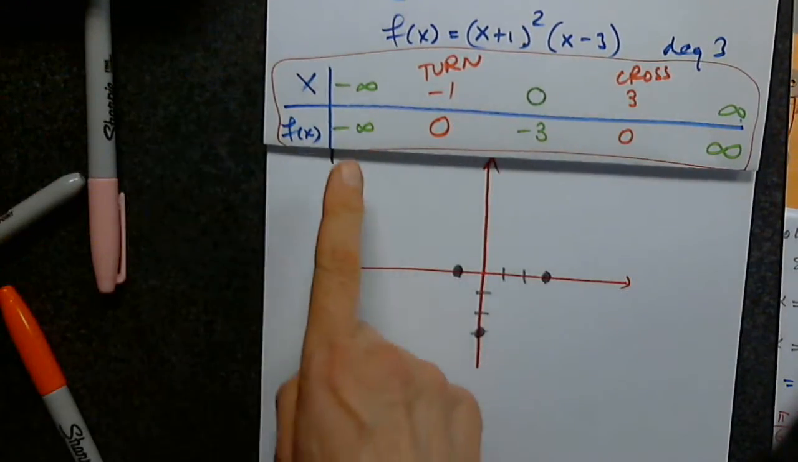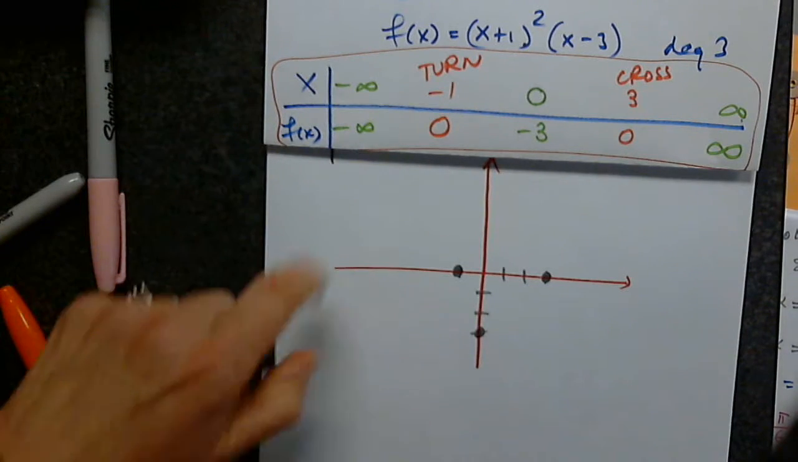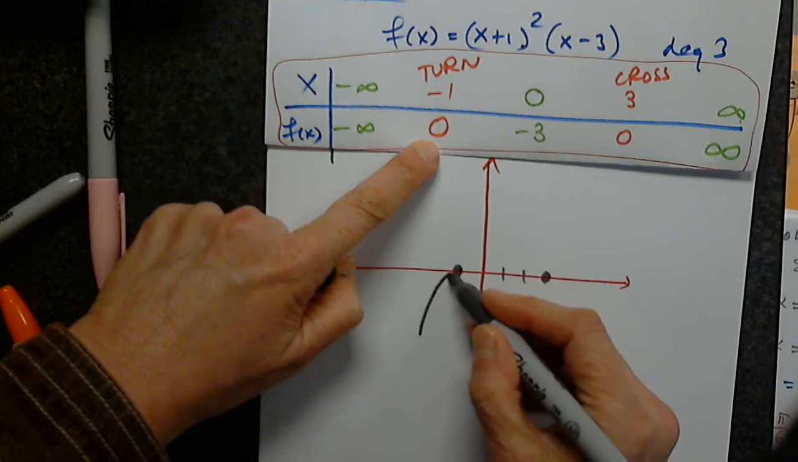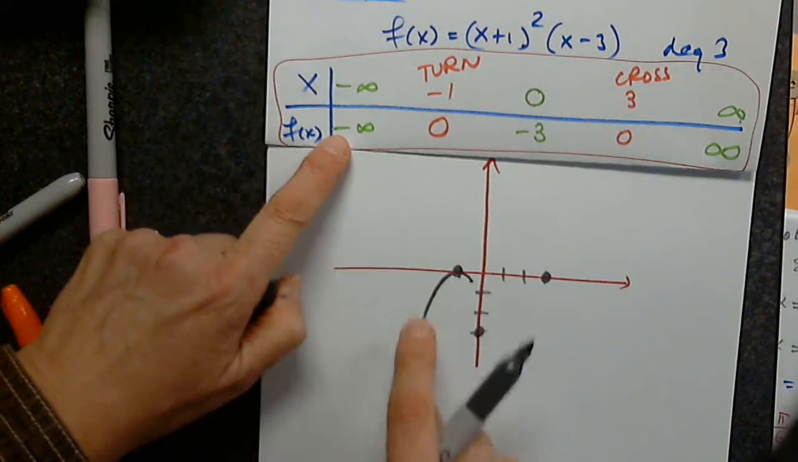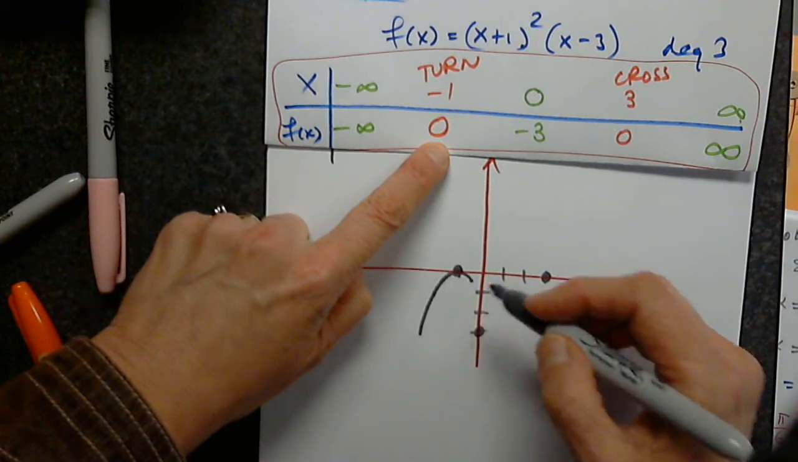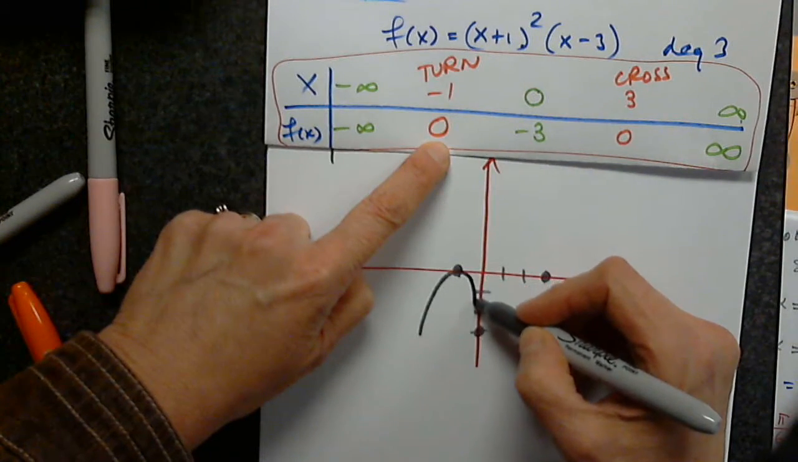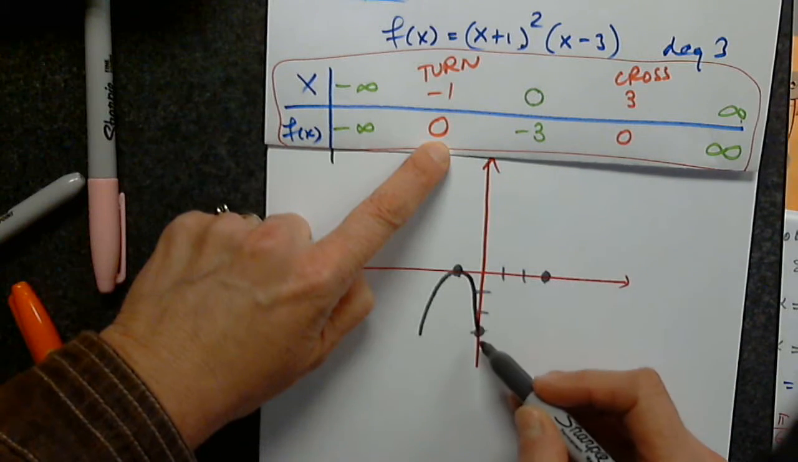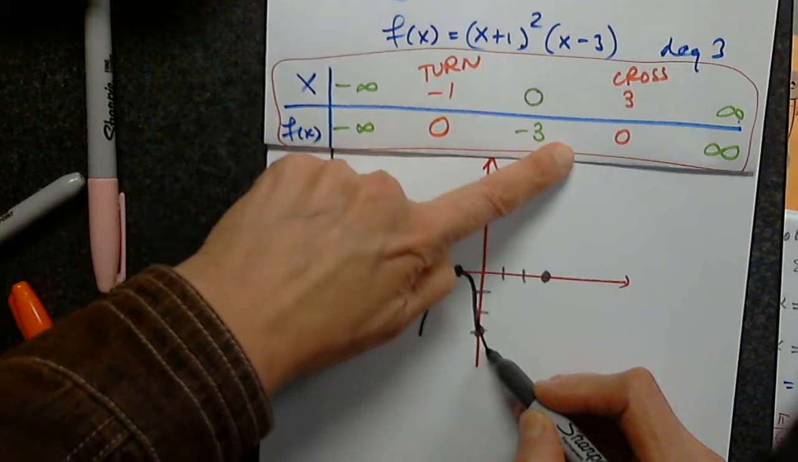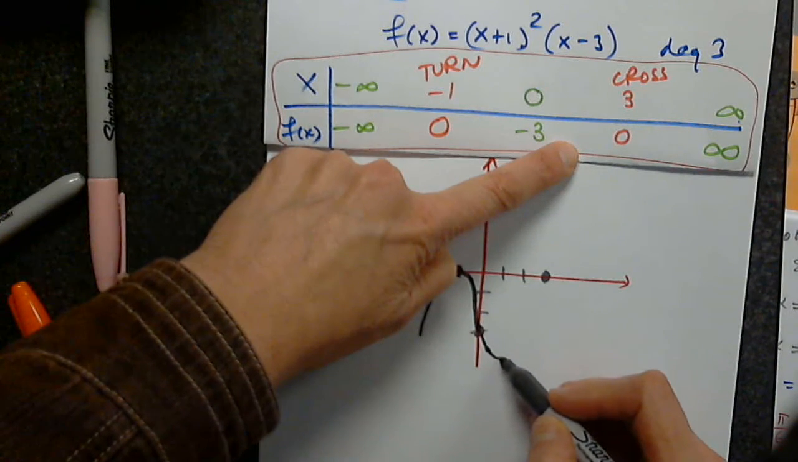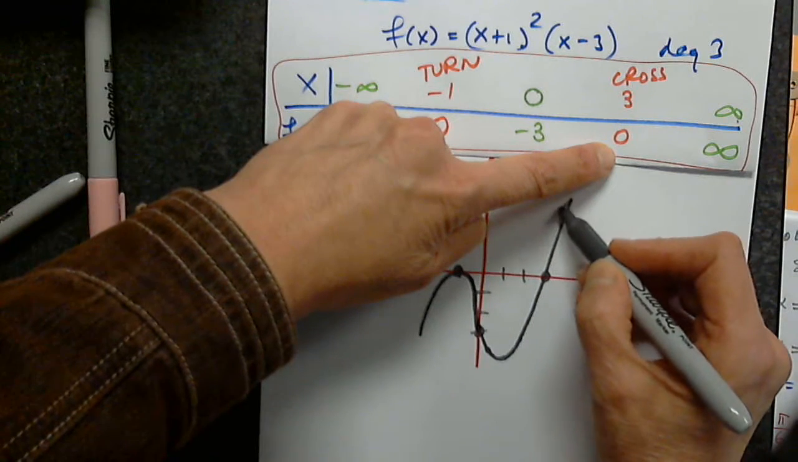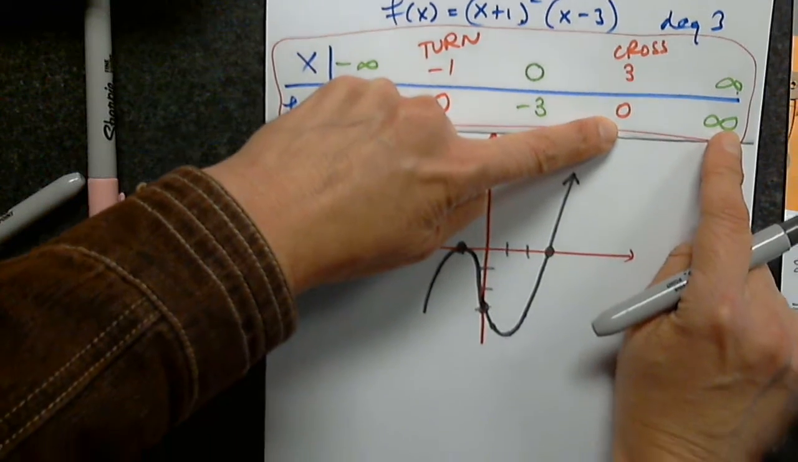Ready? From negative infinity, it's coming to a turn at negative 1, 0. Then it will be crossing the y-axis at 0, negative 3. It has to turn again somewhere here because it's coming again, crossing at 3, 0, and going towards infinity.